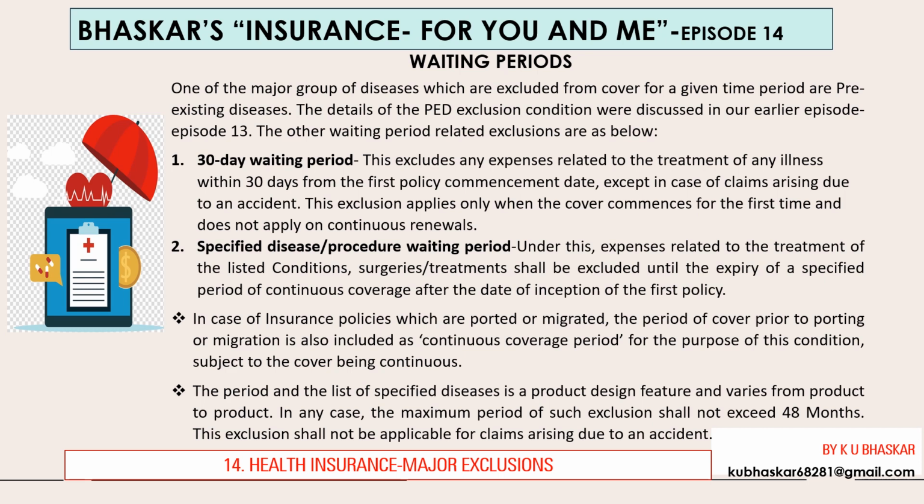The period and the list of specified diseases is a product design feature and it varies from product to product. In any case, the maximum period of such exclusion shall not exceed 48 months. That is, the maximum waiting period for any specified disease shall not exceed 48 months under a health insurance policy. This exclusion shall not be applicable for claims arising due to an accident.